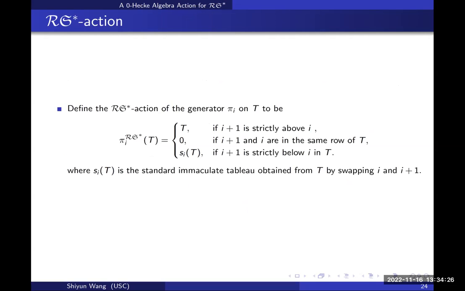Okay, so now here is how we define the action on our tableaux and construct the module. We define a row-strict immaculate action of the generators pi_i on all of the tableaux that we have, such that only when i plus one is strictly below i, we swap i and i plus one to get a new tableau. Otherwise, if they are in any other position, then either we map it to 0 or we stay with the tableau T.